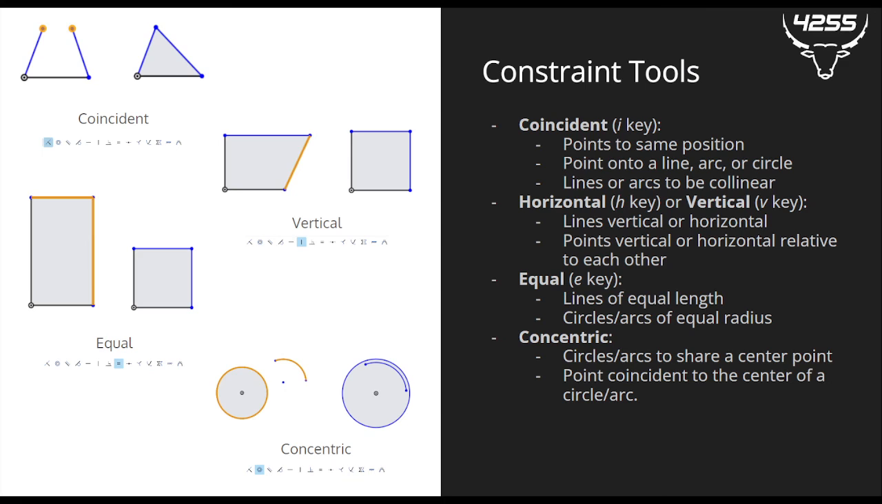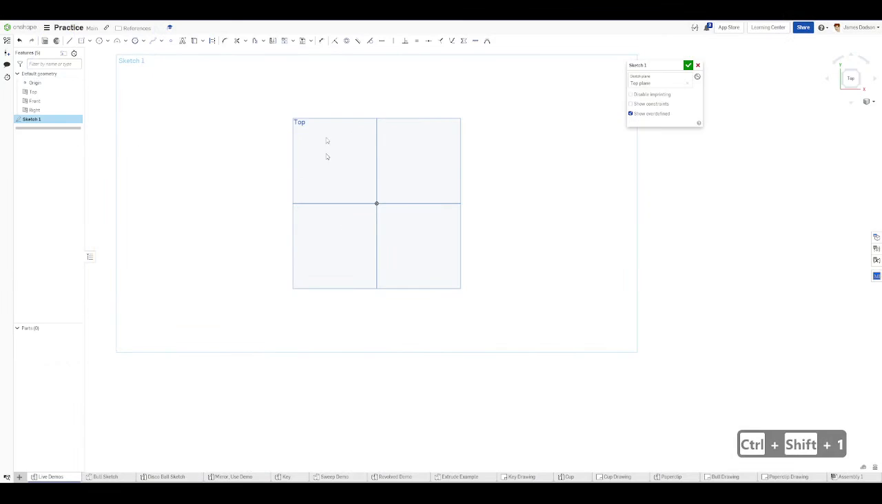Okay, last one, concentric. Actually, there's a few more after this, but concentric. This makes circles and arcs share a center point, and it can also make a point coincident to the center of a circle or arc. So to show that with a circle, if I've got two circles, I want one to be inside the other, to share the same center point. I can click this button up here for concentric. I don't think there's a keyboard shortcut for this. And then I click on my two circles, and one goes inside the other.